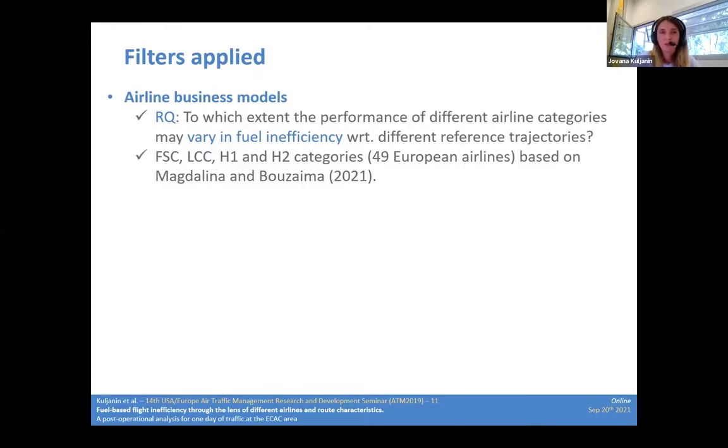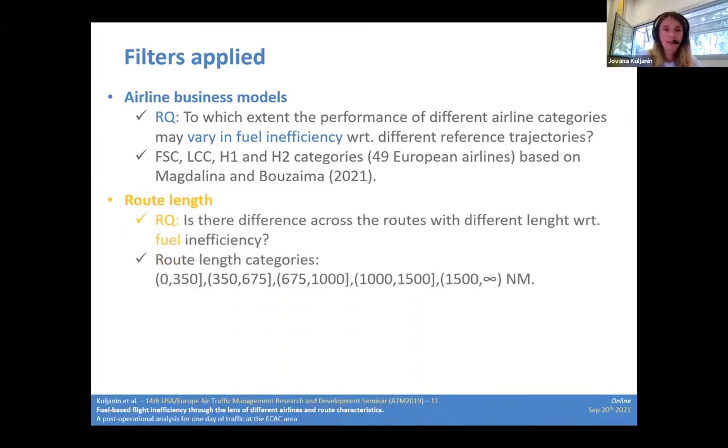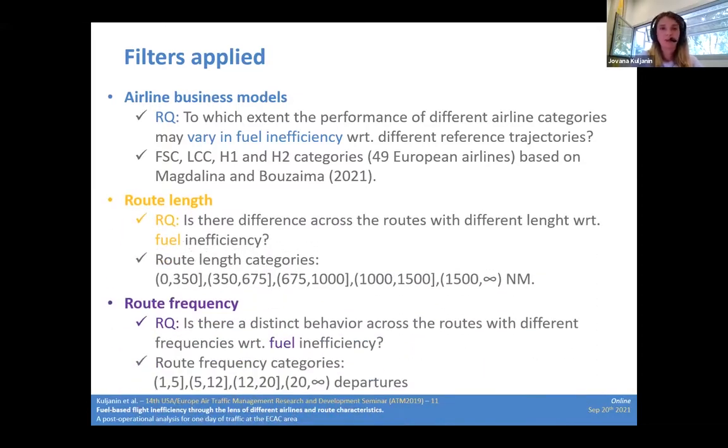So once we reconstructed this whole database of historical flown and planned trajectories together with the corresponding performance indicators, we decided to apply a different set of filters in order to explore the fuel-based inefficiency at different granularity of the results. So for this purpose, we analyzed the results of fuel-based inefficiency with respect to 3 different filters. The first one is airline business model. The second one is, as you can see, route length, and the final one is route frequency.